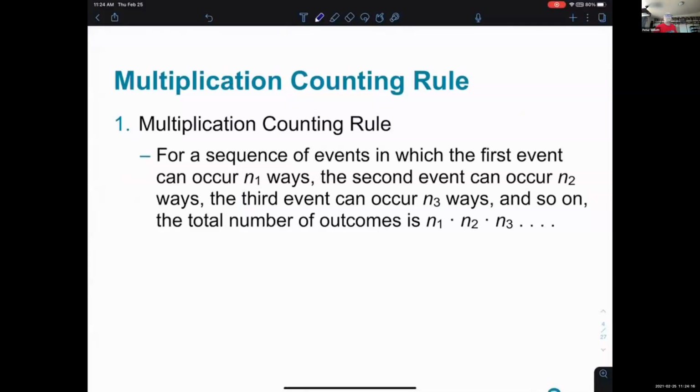So the first one is the multiplication counting rule. For a sequence of events in which the first event can occur n ways, and they have a little subscript of a 1 there because there's going to be more than one event, so n sub 1 ways for event number 1. The second event can occur n sub 2 ways, etc. The total number of outcomes is the product of each of those different number of ways that something can occur.